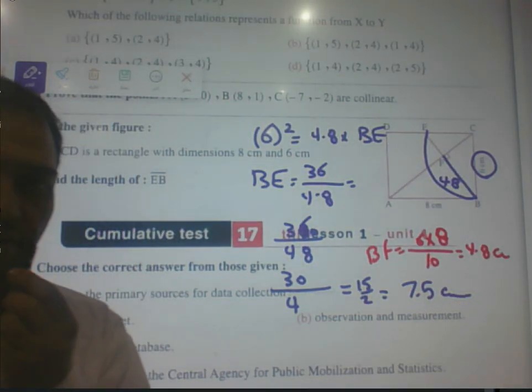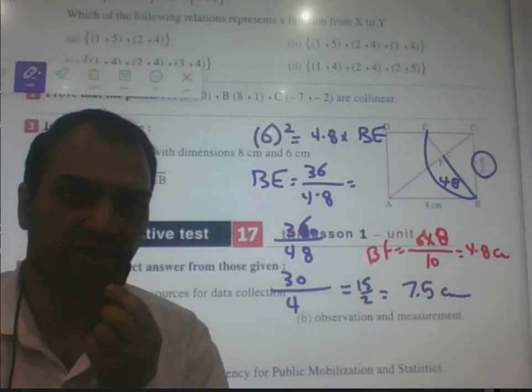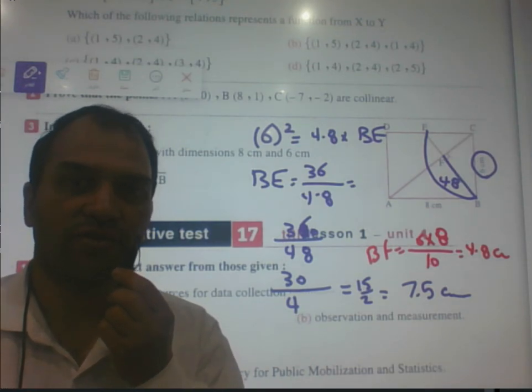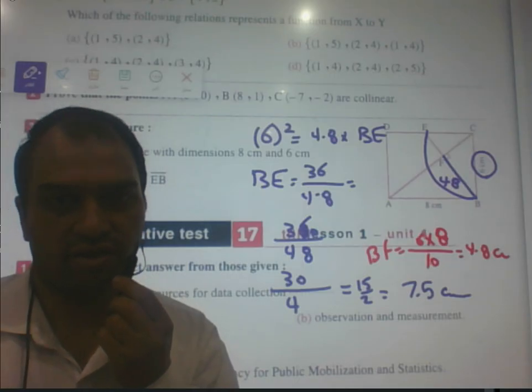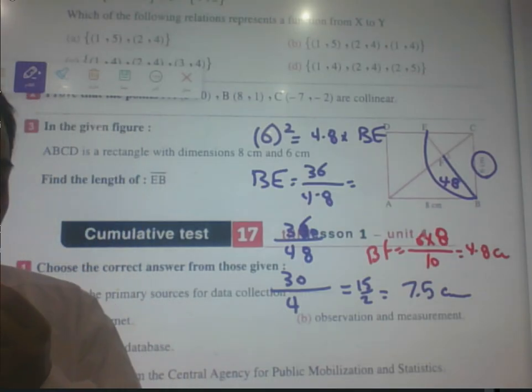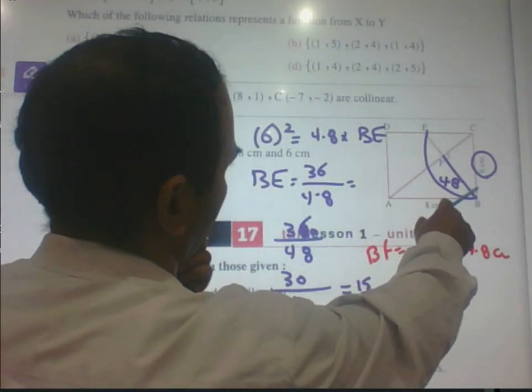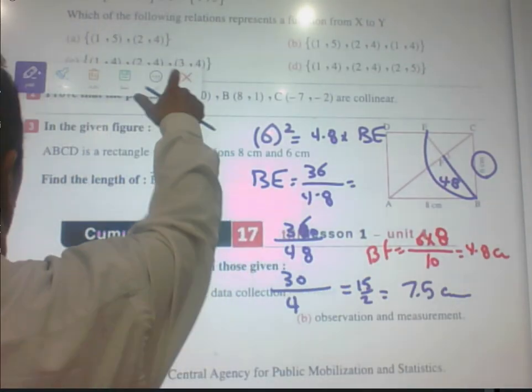Okay, so we can find the length here from Euclid's theorem. CB power 2 equals the projection of CB multiplied by the hypotenuse. 4.8 times EF, and we can find BF. We can find BE by 6 power 2 divided by 4.8. Okay, now I finished.